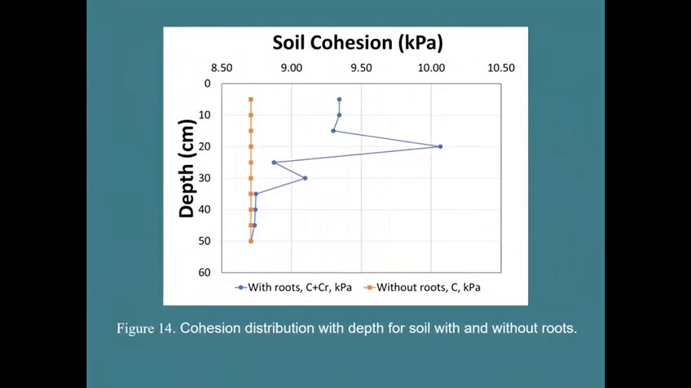In figure 14, the maximum reinforcement effect exerted by the Pandanus roots is around 10 kPa, which provides a 15% increase over the soil without roots. Similar to the RAR distribution, reinforcement effect decreases with depth.